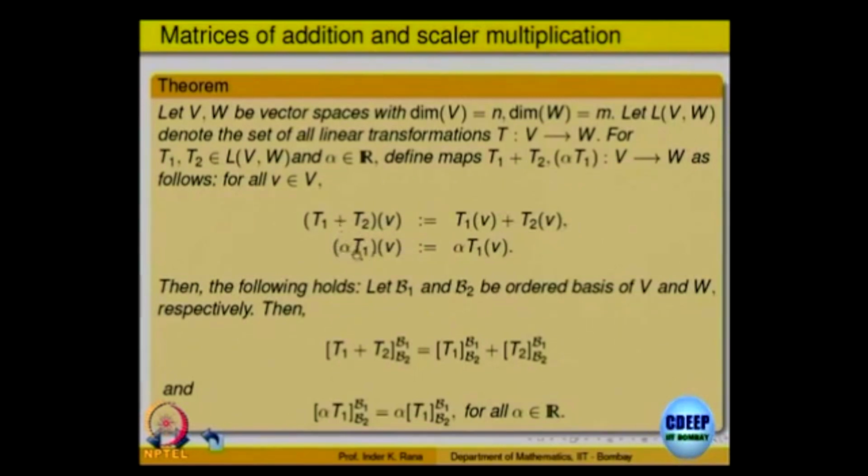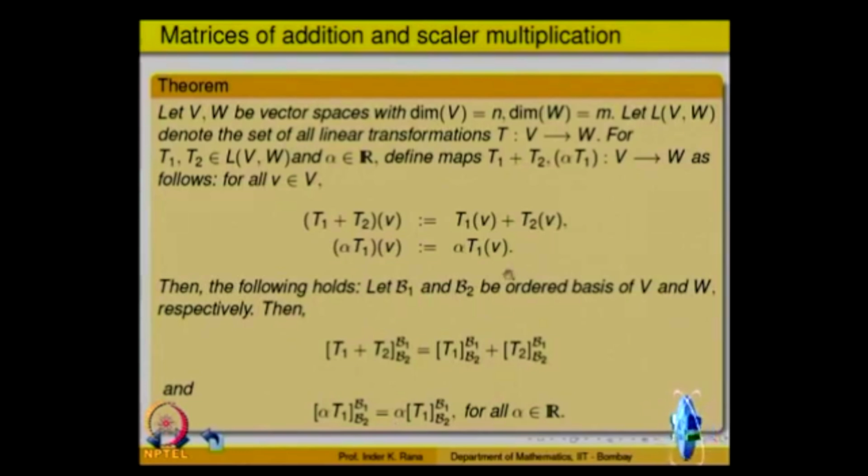The claim is both of them are again linear transformations, and if I fix a basis on V and W, then look at the sum of the linear transformations T1 plus T2 and find its matrix with respect to B1 on the domain and B2 on the codomain. It is the same as finding the matrices of the individual ones and adding them. So the theorem just says that the matrix of the sum is the same as finding the matrix of each individual one and adding them up, and the same for scalar multiples. One can write a proof which is very easy, but we will not go into it.